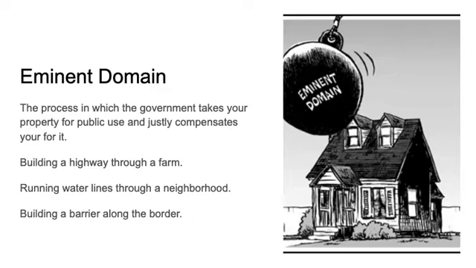Running water lines through a neighborhood is a pretty common use of eminent domain. There are public egresses, is what they call them, where the city or the state has access to your property to do maintenance on things like utility lines, power lines, water lines.